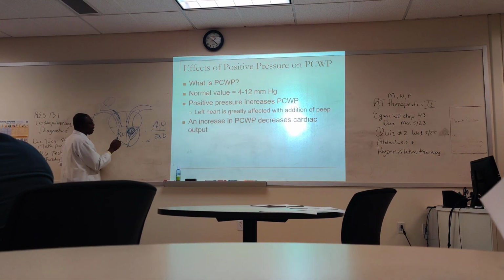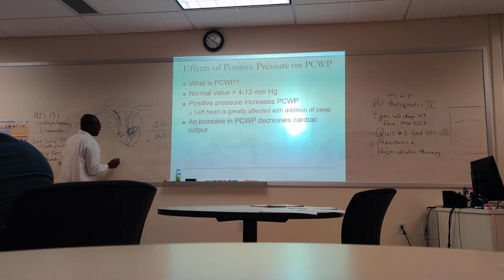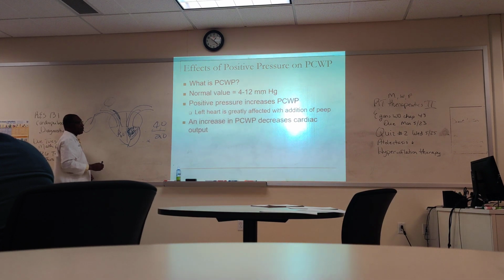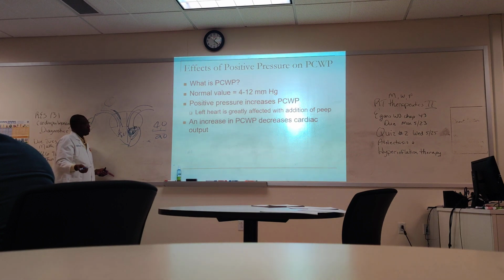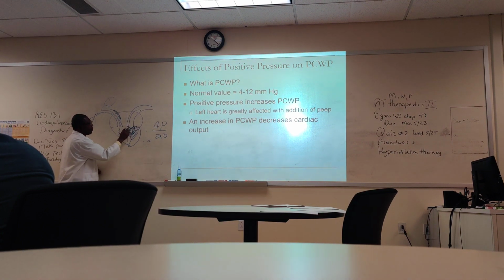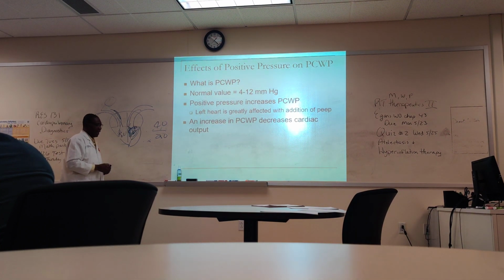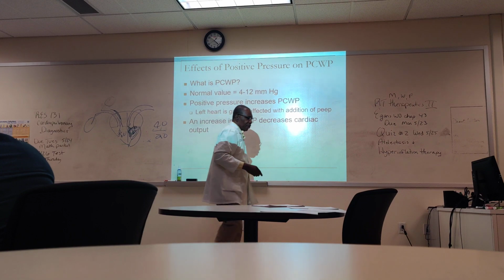Well, we have a valve here, the mitral valve, that allows blood to come from here to here. If something happens to it, and it's not opening up the way it's supposed to, we have the same problem. Over here we have the aortic valve. If it's not opening up, we'll get the same problem. So anything on the left side will cause the PCWP to go up.